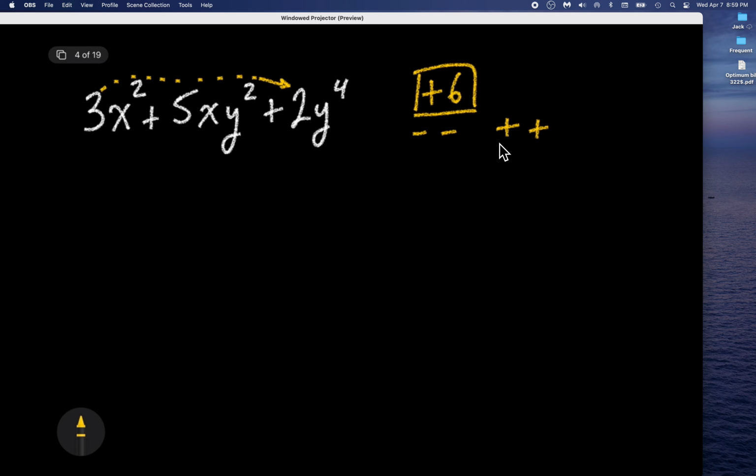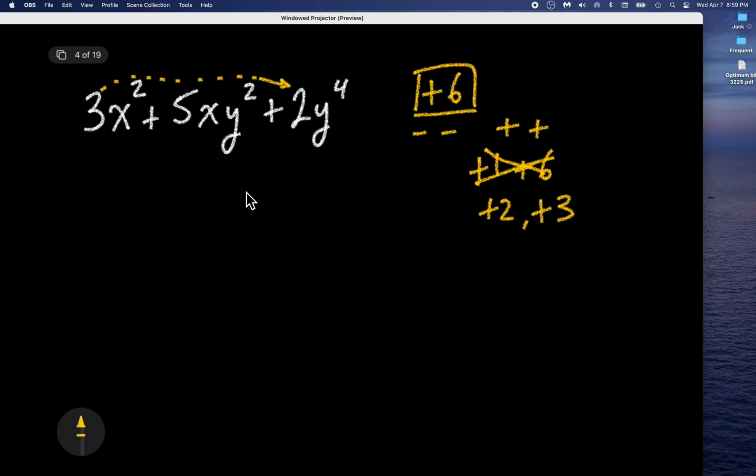We have to ask ourselves, what two positive numbers multiplied give us positive 6, and when you add them, you get positive 5. Let's try positive 1 times positive 6. This part is satisfied. However, when you add these, you get positive 7. So this is no good. We have to use plus 2 and plus 3.